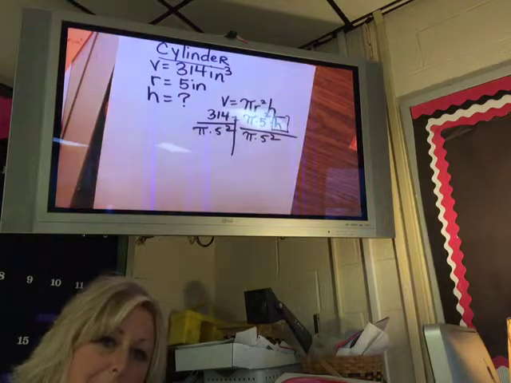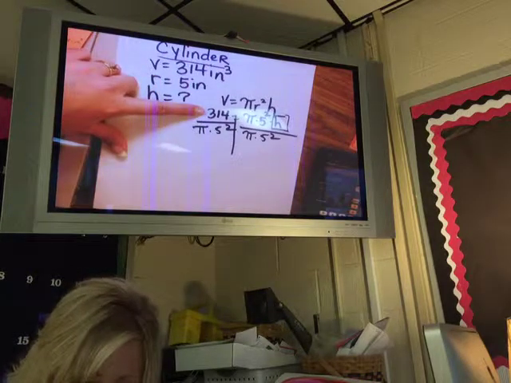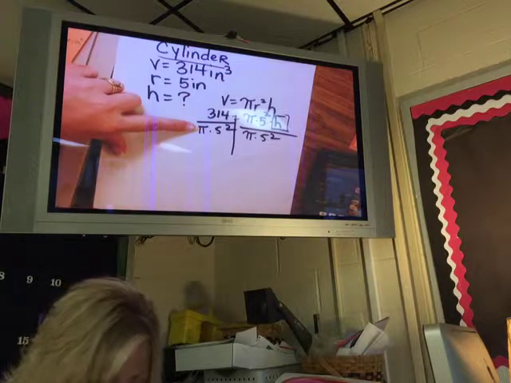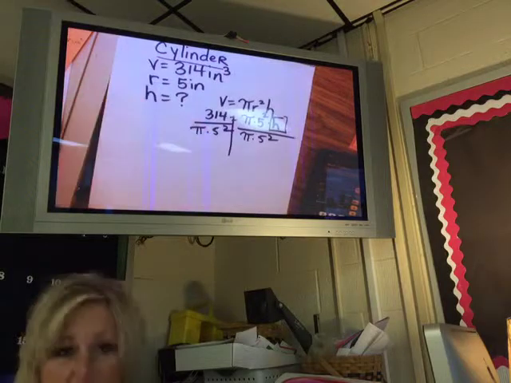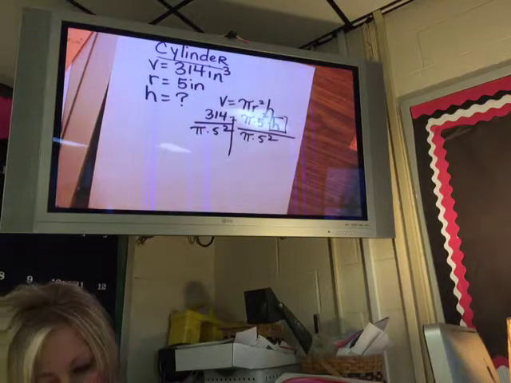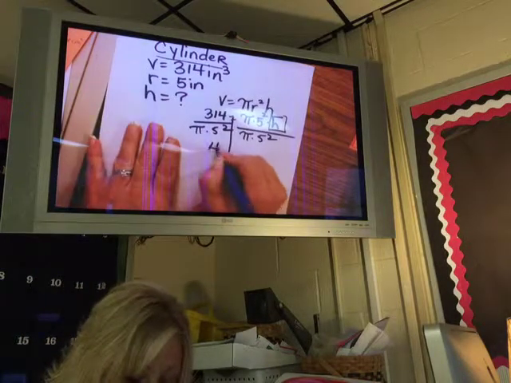So when I type this in my calculator, I type in 314, divide by pi, hit your equal button, divide by 5 squared. I'm dividing by both of these, and my answer is, what'd you all get? I got 4. Yes, you should get 4. And that's the height. 4 is the height.